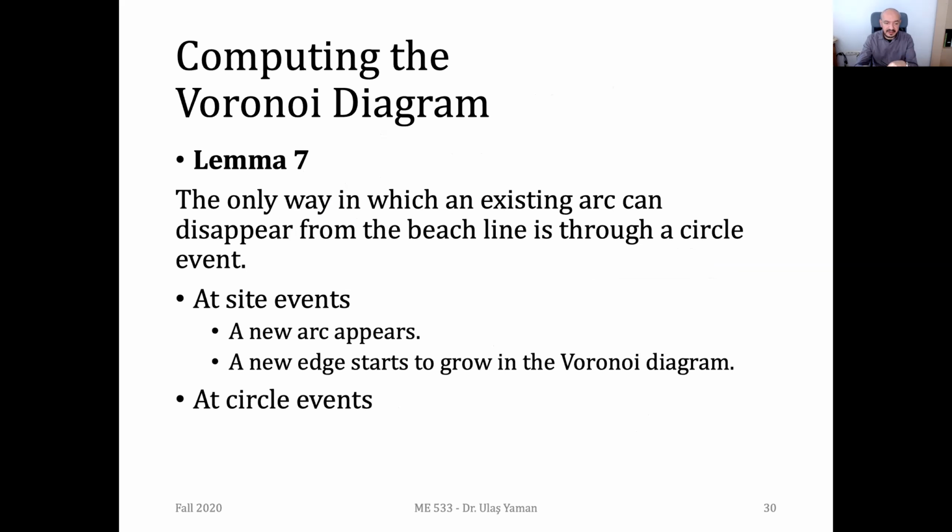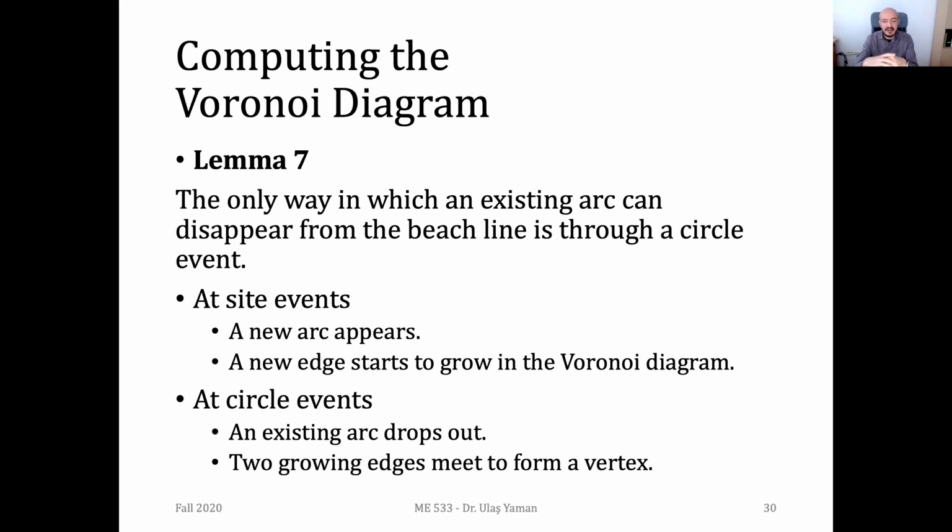But for the circle events, we'll have arcs disappearing, they will be dropping out, and they will form a kind of a vertex of the Voronoi diagram. So this is a summary of the events we need to handle. Site events are related with new arcs, and circle events are related with disappearing arcs.